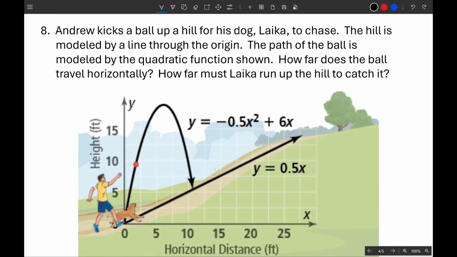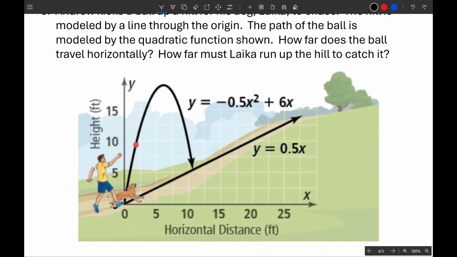All right, Andrew kicks a ball up a hill for his dog Leica to chase. The hill is modeled by a line through the origin, and the path of the ball is modeled by the quadratic function that is shown. How far does the ball travel horizontally, and how far must Leica run up the hill to catch it?